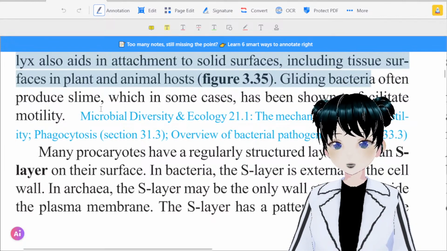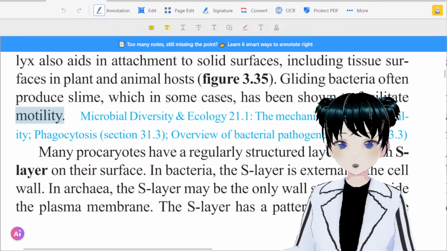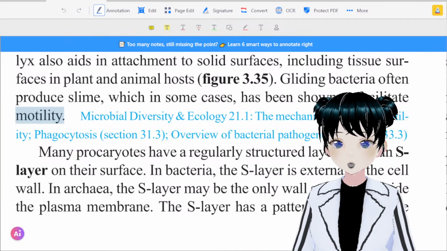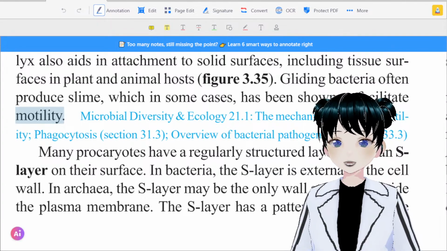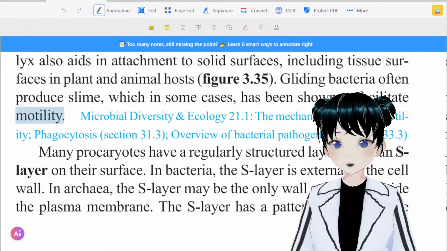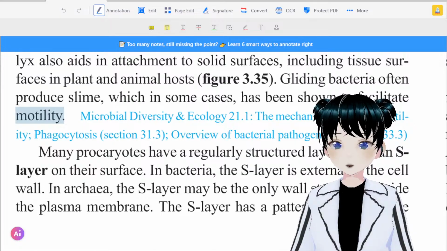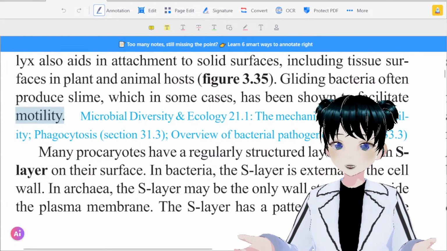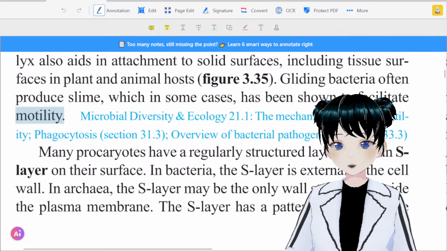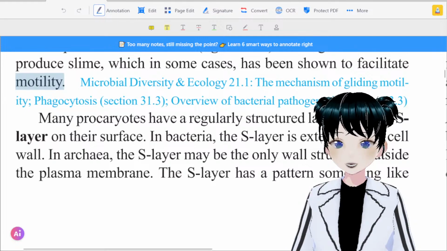Gliding bacteria often produce slime, which in some cases has been shown to facilitate motility. Motility means movement. Bacterial cells usually have receptors, so they are kind of reacting to everything. But when you have a capsule, you have fewer receptors, so it is easier for you to slide along, right? Like in the case where the layer is slime, that's why it's called a slime layer.